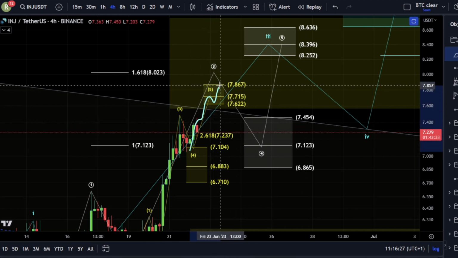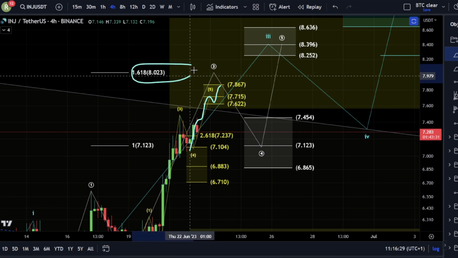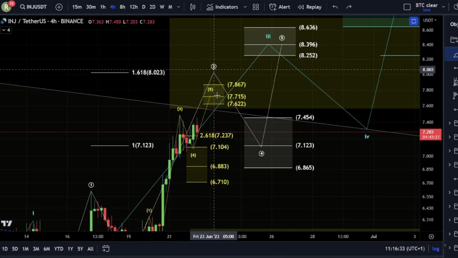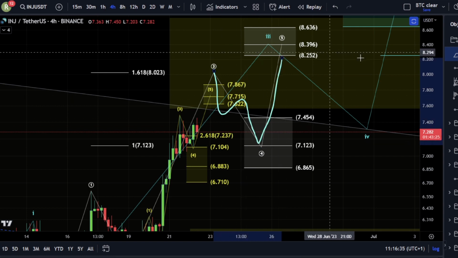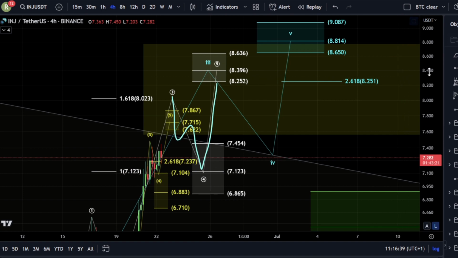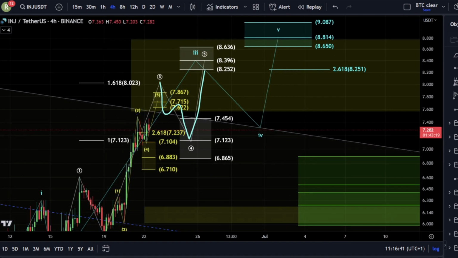If price does continue to push up here, like I said, $8.02 would be the ideal third wave location. Then we'd be looking for an additional fourth and a fifth, which could look to push us up towards this zone of this 863 to this 825. And then we'd be looking for an additional fourth and a fifth here.